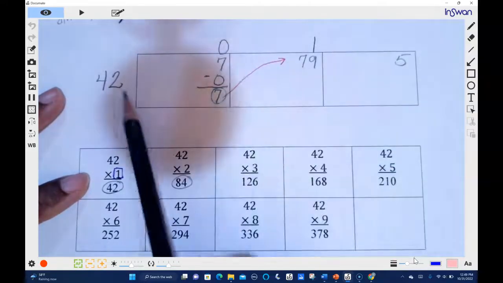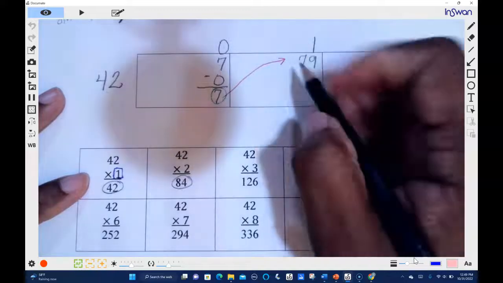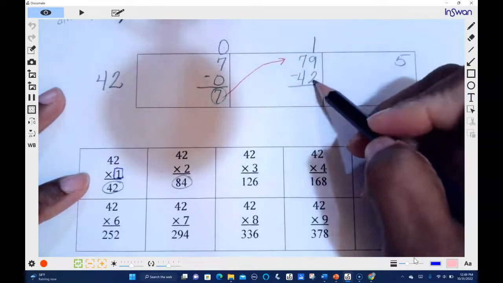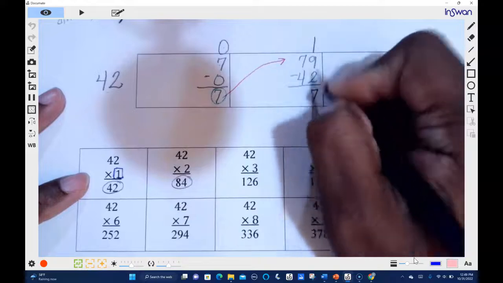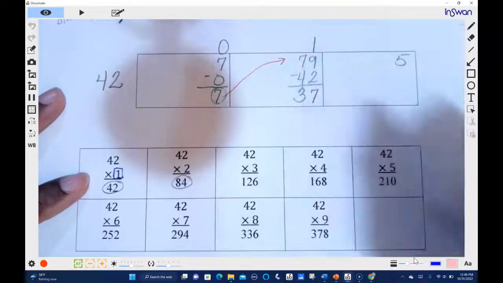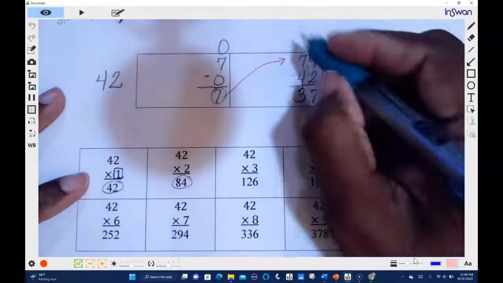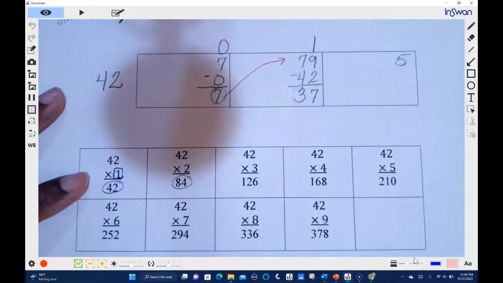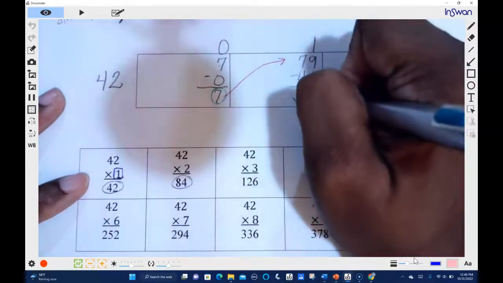Then I go to my next step. I multiply 42 times 1, which is 42. I subtract. 9 minus 2 is 7. 7 minus 4 is 3. Now I'm going to go to my next step. I'm going to compare 37.